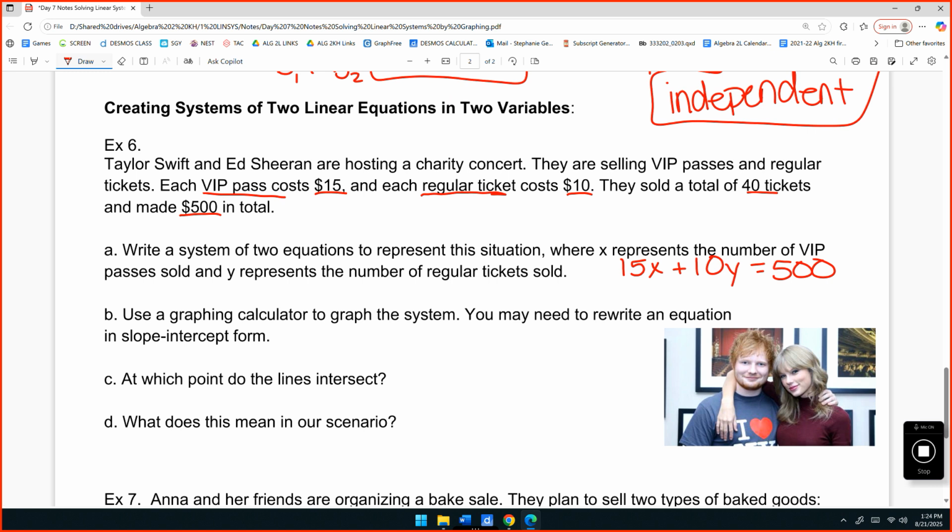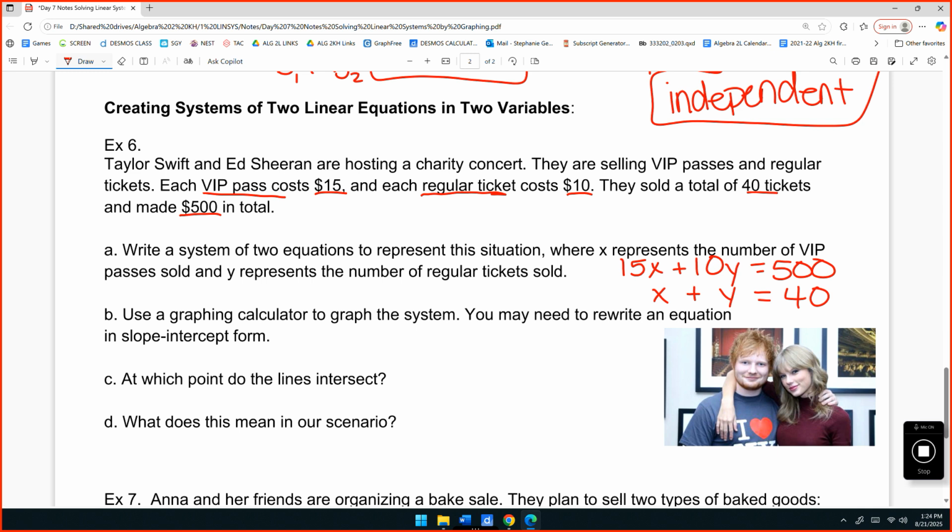Yes, they sold a total of 40 tickets, so that's both kinds, right? So the other one is x plus y equals 40, okay? I remember doing this. So now I'm saying use a graphing calculator to graph the system. You may need to rewrite an equation or two in slope-intercept form. Okay, so we can do that.